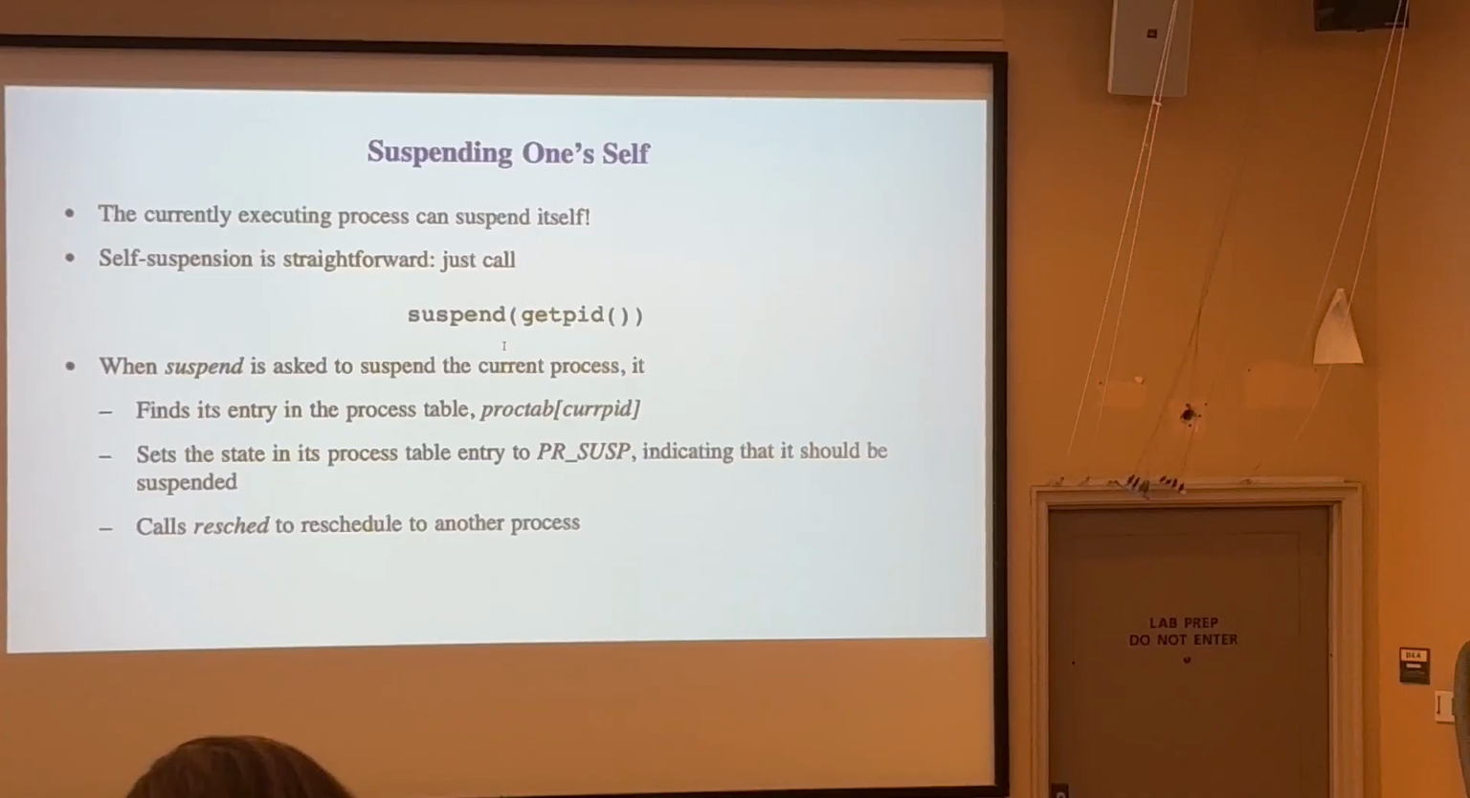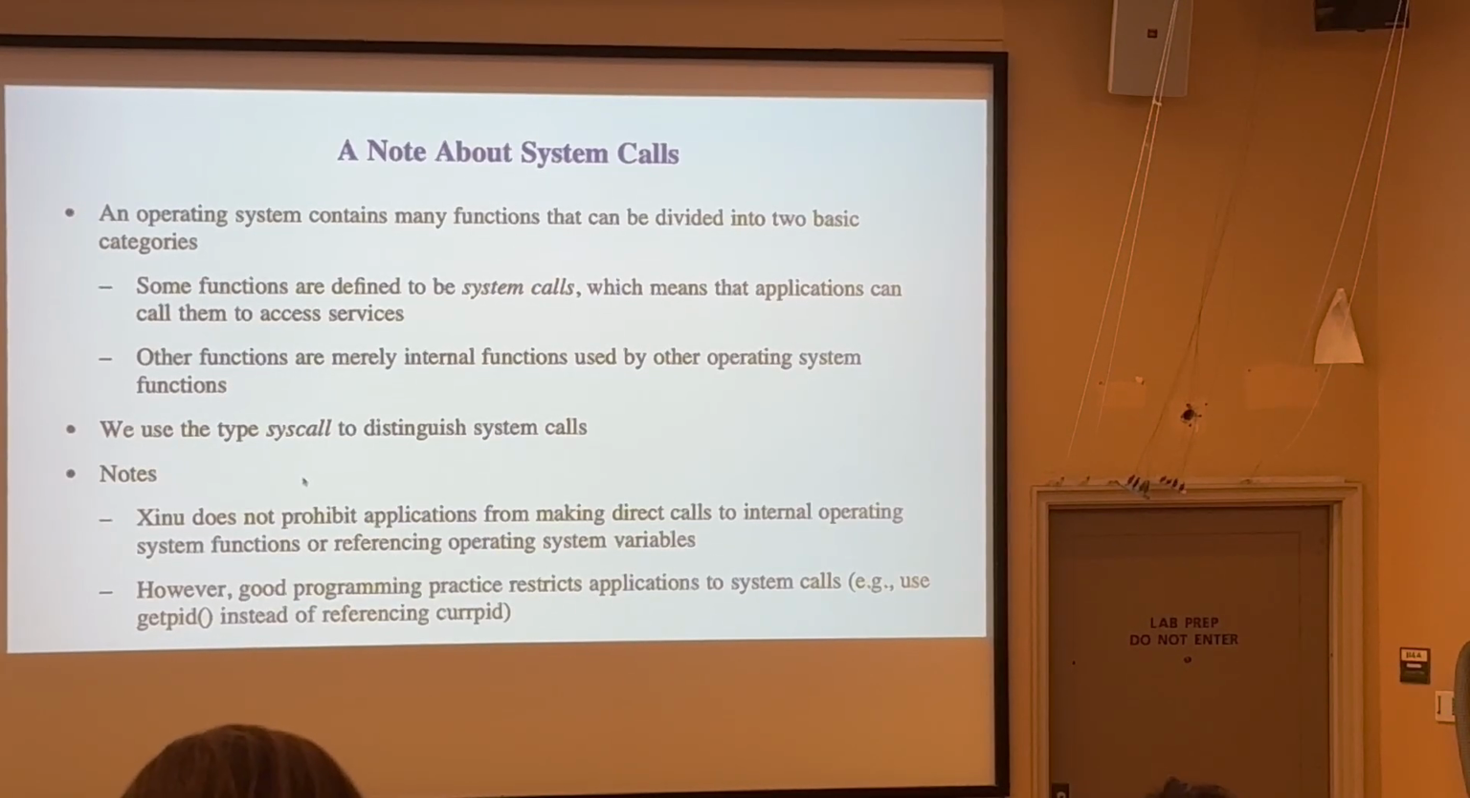All right. Suspend. Self-suspension. You just call suspend, get process ID. The suspension system call is very simple. It takes this process ID as its parameter. So what does it do? It finds its entry in the process table and sets the state in its process table entry to suspended, and then calls rescan. If it's in suspended state, it does not get added into the ready list.